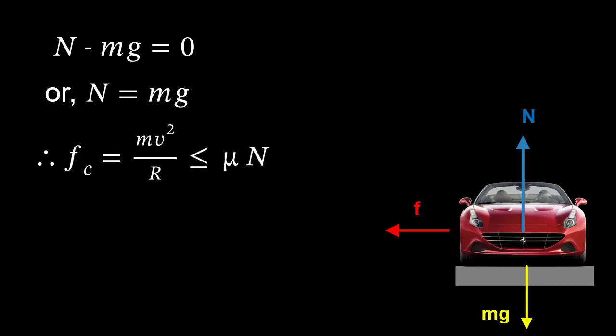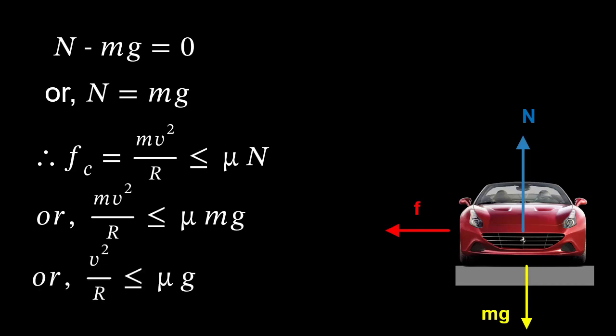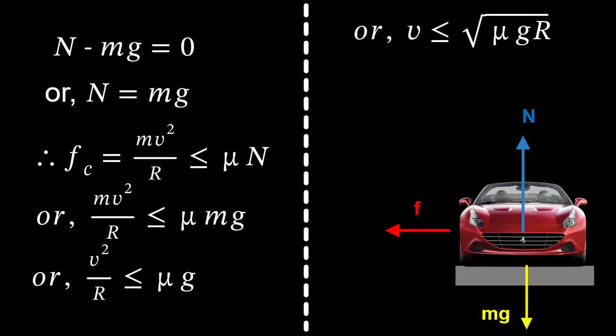Therefore, Fc equals mv squared by r, less than or equal to mu N, which implies that mv squared by r is less than or equal to mu mg, because mg equals N, which implies that v squared by r is less than or equal to mu g, which implies that v is less than or equal to the square root of mu g r, which is independent of the mass of the car. This shows that for a given value of mu and r, there is a maximum speed of circular motion of the car possible, namely v max equals the square root of mu g r.